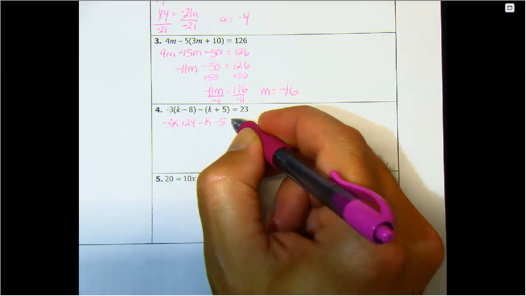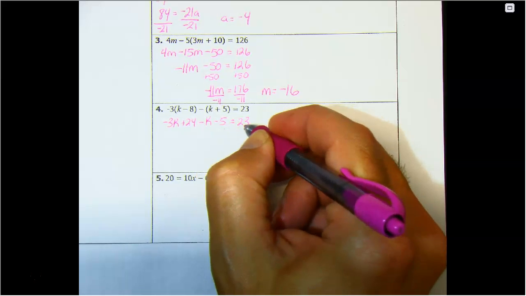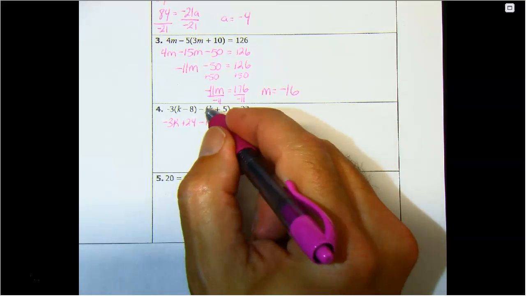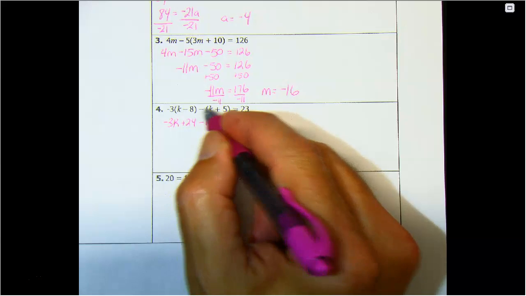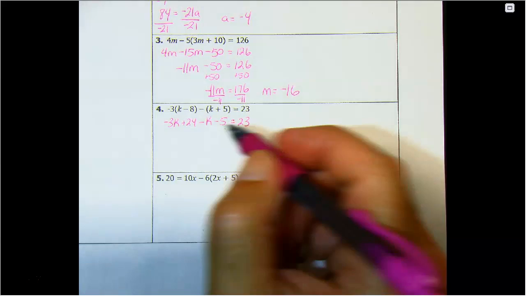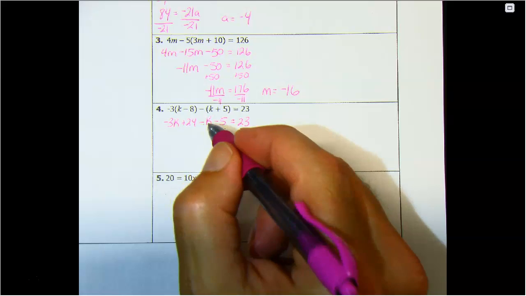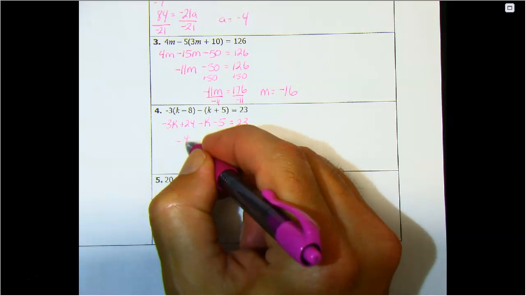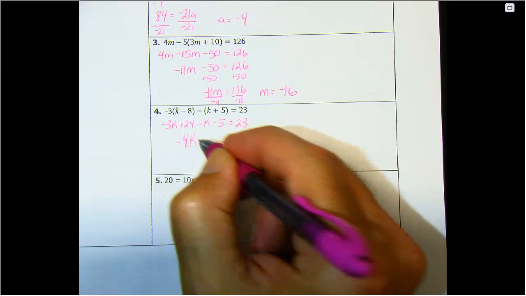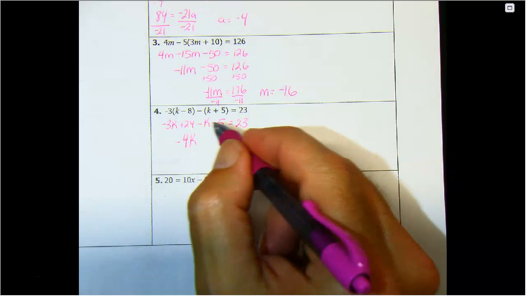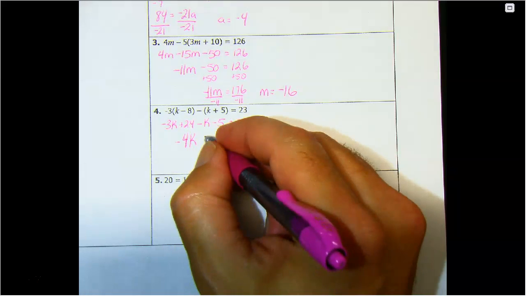So that's the unique part about that one, and the fact that it doesn't look like anything's there. There's no coefficient, but in reality, there's a negative 1 there that I'm going to have to distribute. So negative 3k and then negative 1k give me a negative 4k. And 24 minus 5 gives me a 19.